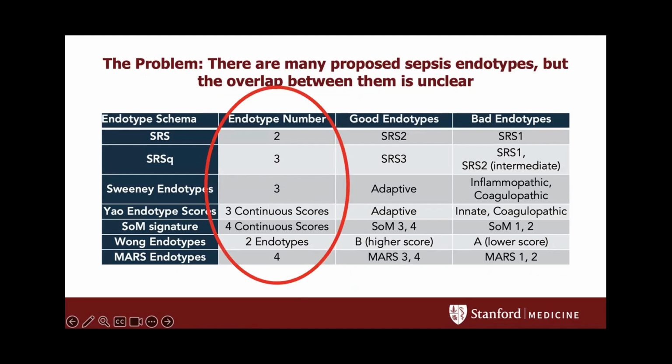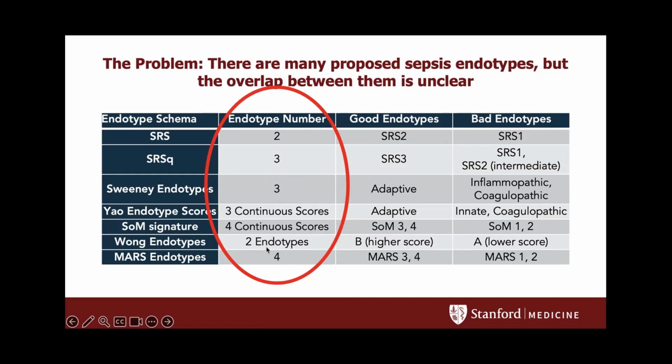But one of the key barriers to implementing these in practice is the lack of understanding of how these schemas and the various endotyping numbers relate to each other and how generalizable they are beyond the patient populations they were initially identified in. So for instance, these were identified predominantly in bacterial patients. This SOM score has 4 scores, but was identified predominantly in viral infections. This Wong endotype was actually identified in sort of pediatric subgroups.